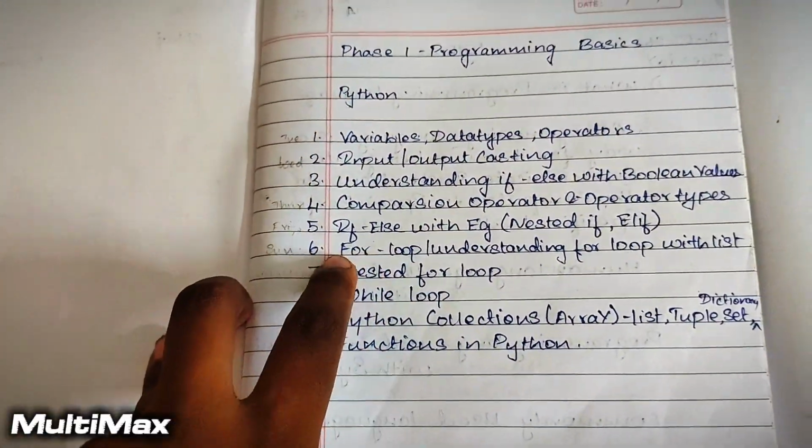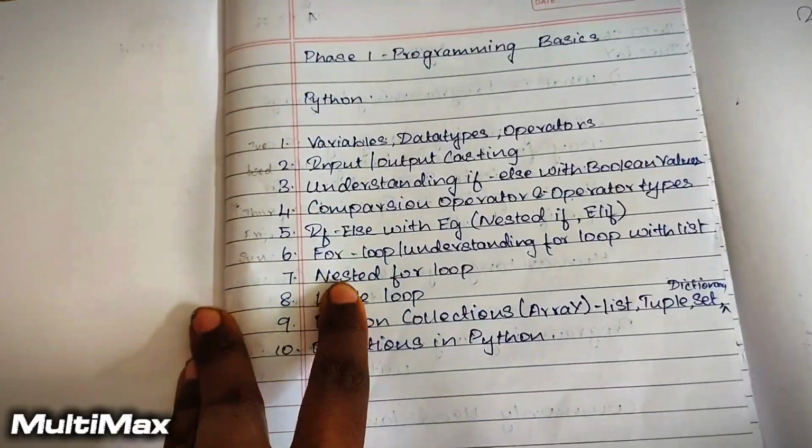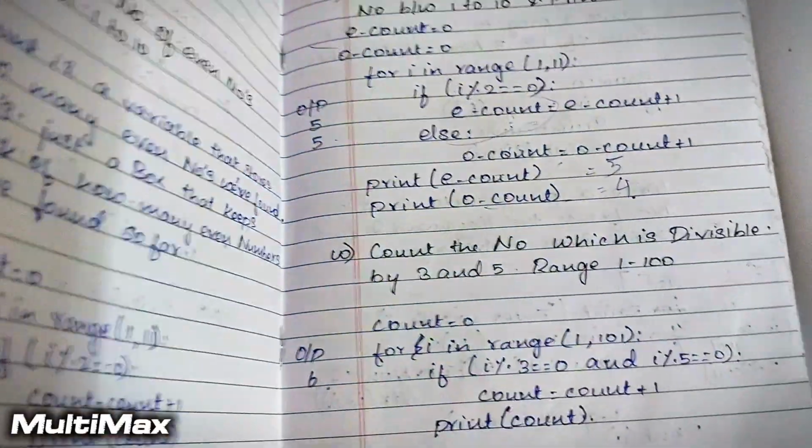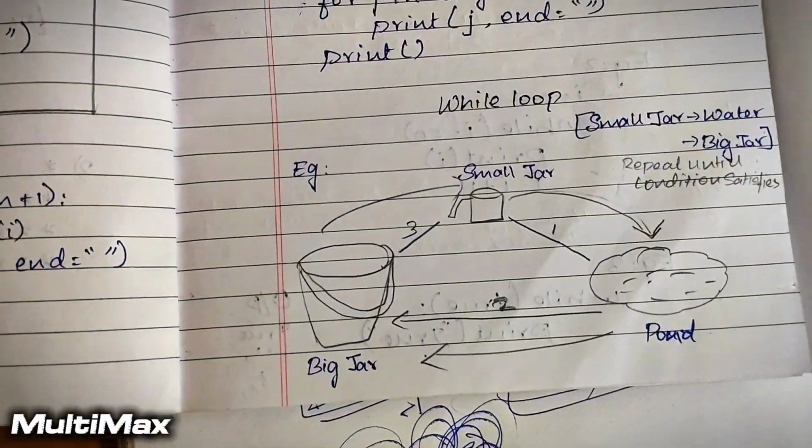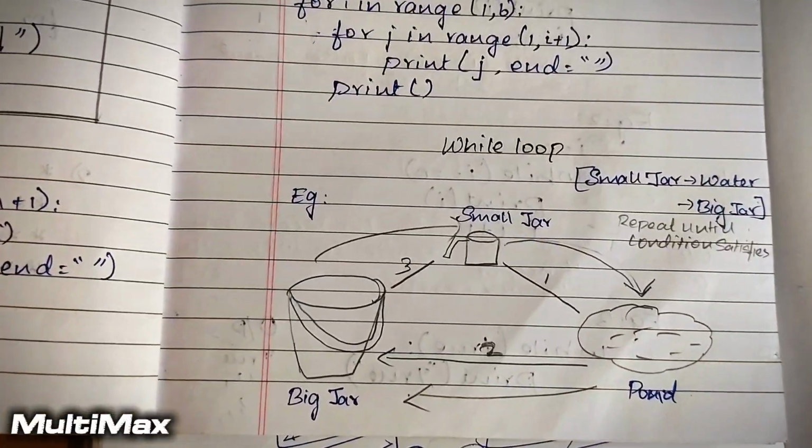So today we have learned for loop, understanding of for loop with list, and nested for loop also, and next is the while loop. So while loop is also very simple, guys. It's very simple. I'll explain very clearly.